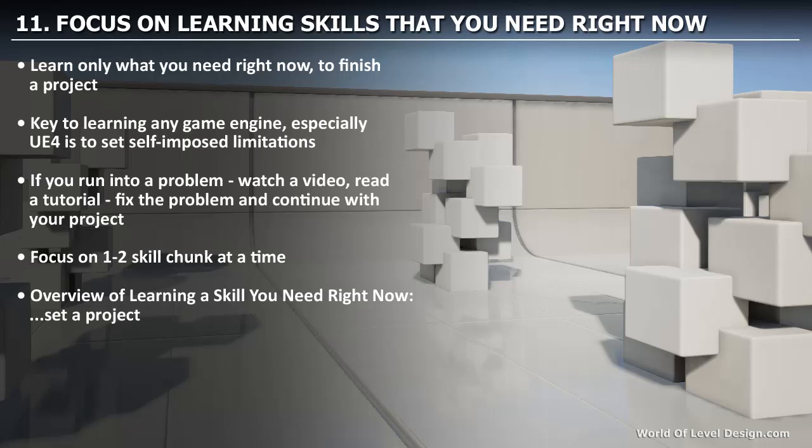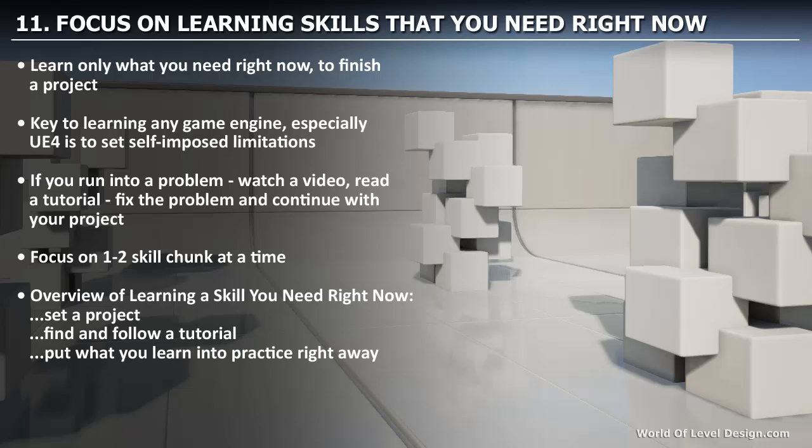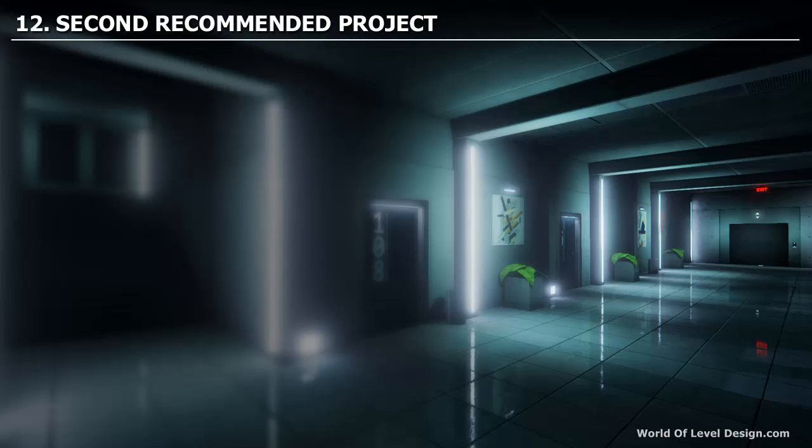And the steps that we are following is we're setting a project, such as the very first project of creating a small environment using starter content. You would find a tutorial to accomplish that goal. You watch or read the tutorial, and then you put what you learn into practice right away. You learn that skill, have a result to show, and then you move on to the next skill. And with that in mind, your second recommended project is to create an environment with custom content.